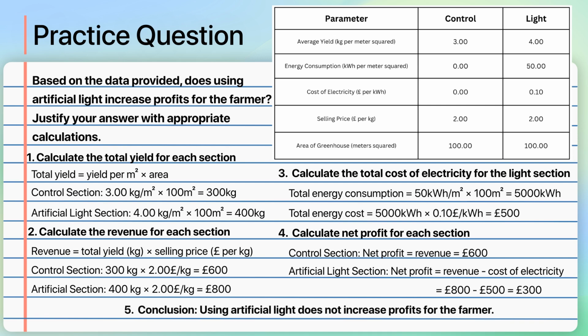Overall, in response to the question, we can conclude that using artificial light does not increase the profits for the farmer. The control section, without artificial light, produces a net profit of £600, while the artificial light section generates a net profit of £300. Although the artificial light increases the total yield of tomatoes from 300 kilograms to 400 kilograms, the additional £200 revenue generated does not sufficiently cover the cost of electricity, which is £500. As a result, the use of artificial light does not lead to higher profits. In fact, it results in a lower net profit compared to the control section.